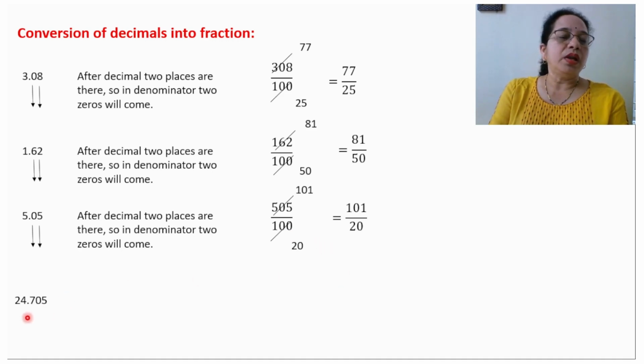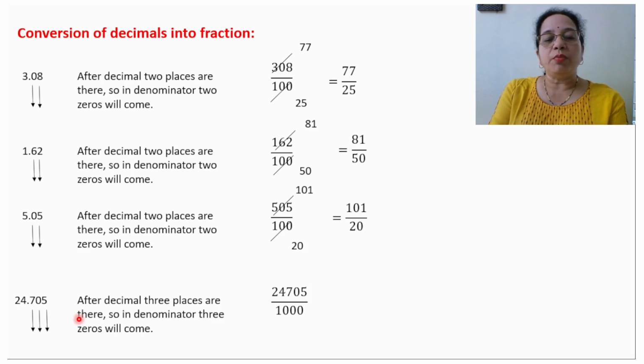This is the simplest form. Last example, again if decimal is not there, your number will be 24,705 upon 1, and how many zeros will come this time? 3 zeros. So this will become 1000. Again this number is divisible by 5. So cut the numbers by 5 and you will get the answer 4941 upon 200.